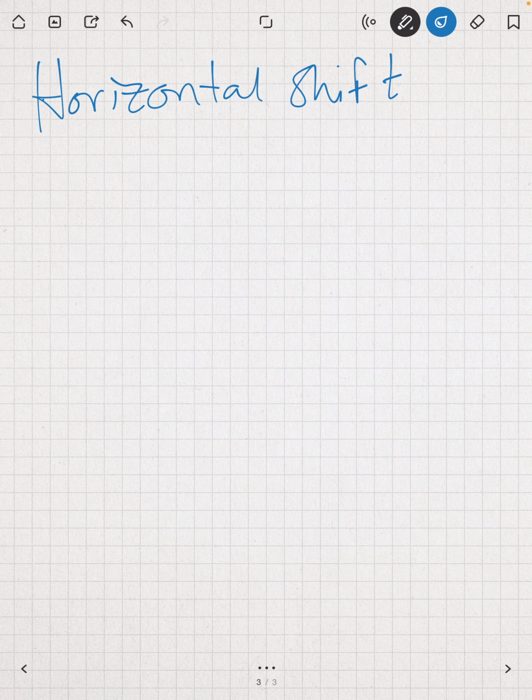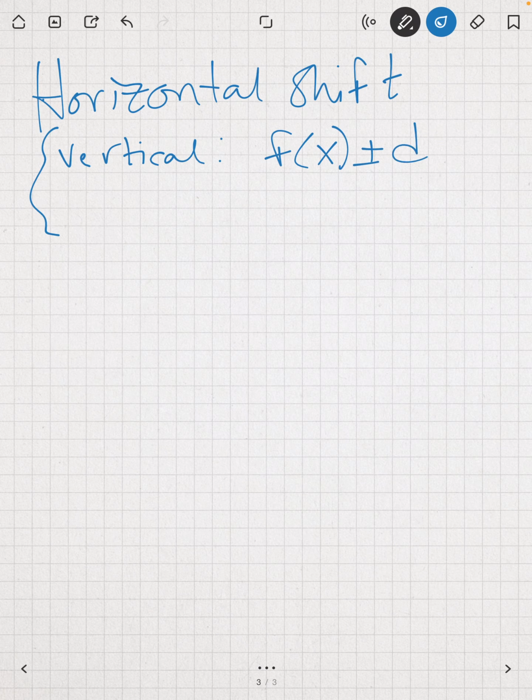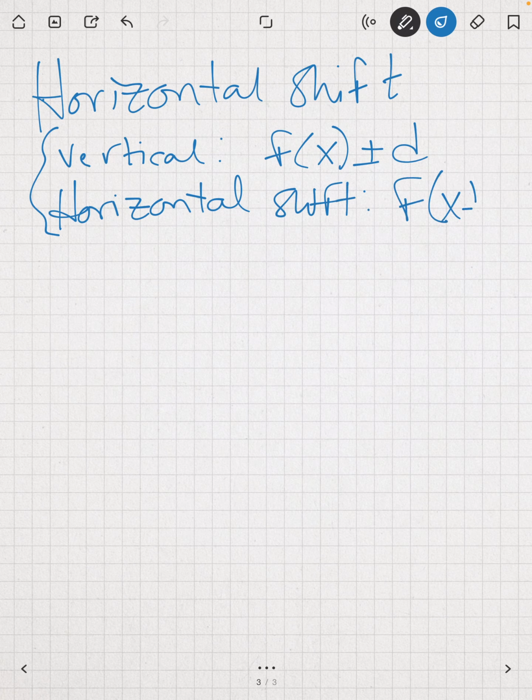And so before, this is an aside, vertical would be an f of x plus or minus some constant, but a horizontal shift is going to be something like plus or minus d on the inside of the function. You're like, well, what does that mean? How is that different? Well, let f of x be the absolute value of x.